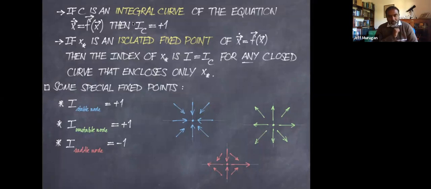And then doing exactly the same thing with the red vector field, you'll count that delta phi is minus 2 pi with a complete traversal, and the index of a saddle node is minus 1. Is everybody happy with this?